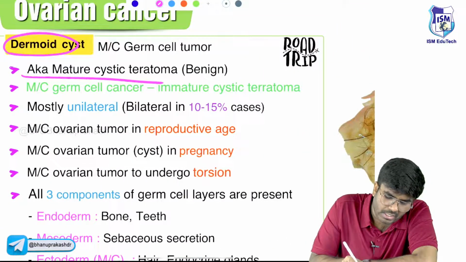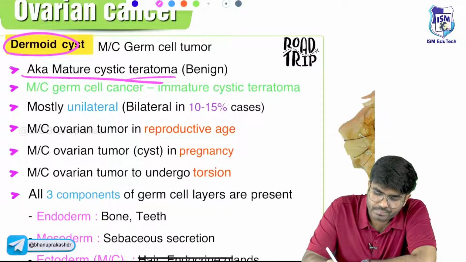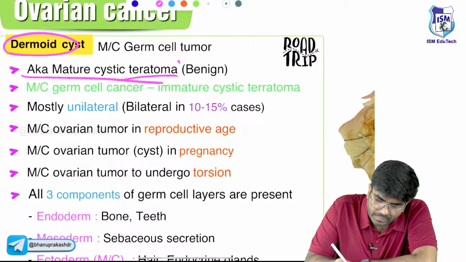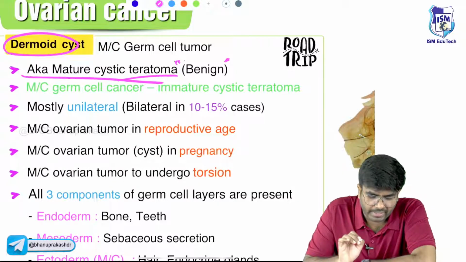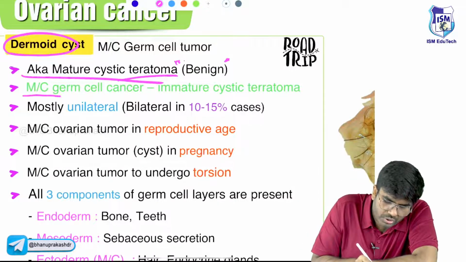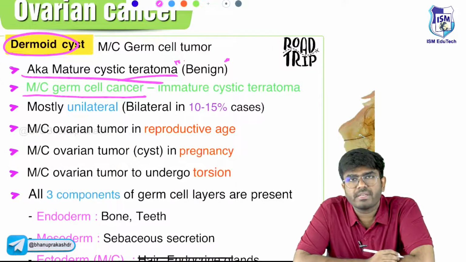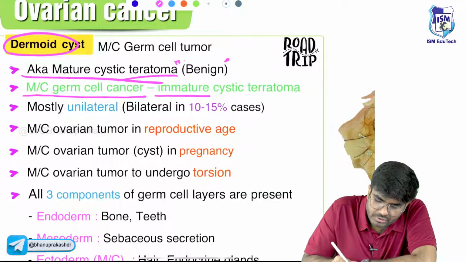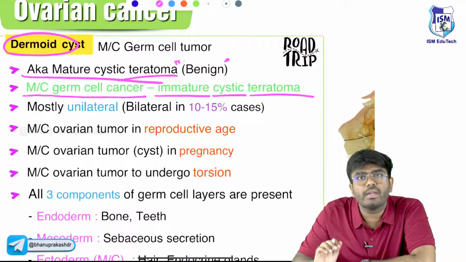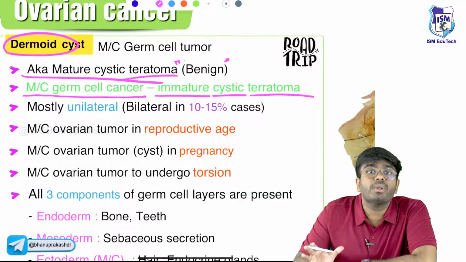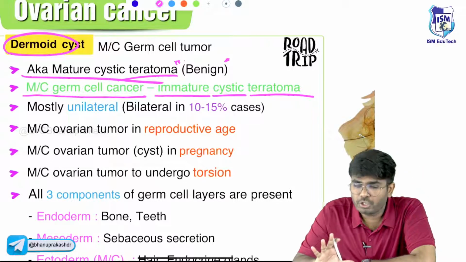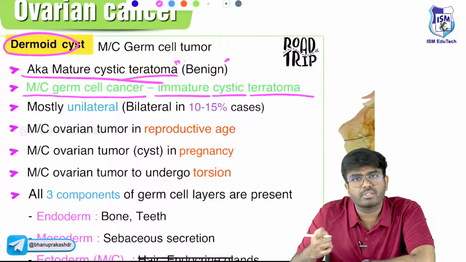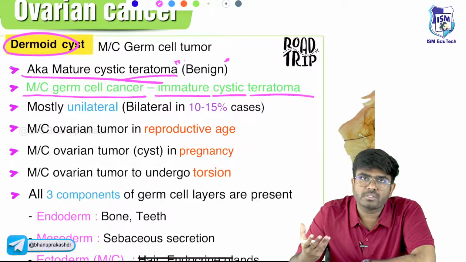This dermoid cyst is also called a teratoma, a mature cystic teratoma, which is usually benign. It's the most common germ cell tumor. Once it is cancer, it means it is immature: immature cystic teratoma. Mature teratomas are benign, and immature teratomas are cancerous. Immature things, like immature people, are also more dangerous.